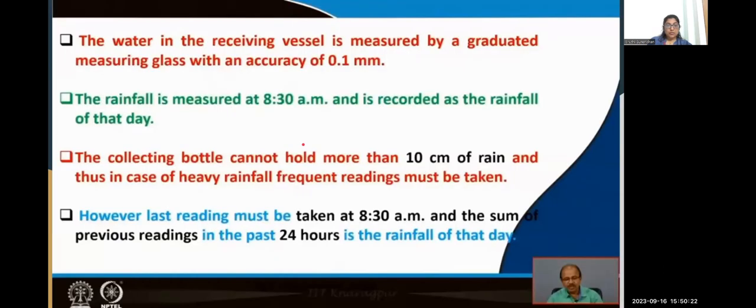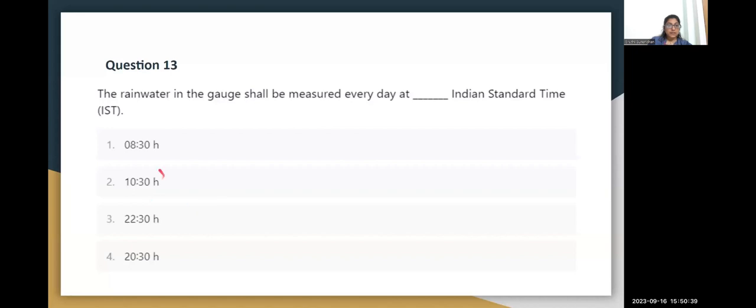Okay, so the rainwater is measured every day at 8:30 a.m. in the morning, and the starting time will be 8:30 a.m. The values will be considered until the next day 8:30 a.m. So the correct answer for this question would be the first option, 8:30 hours. The rainwater in the gauge is always measured from 8:30 a.m. to the next day 8:30 a.m.